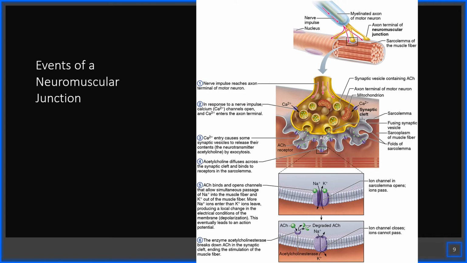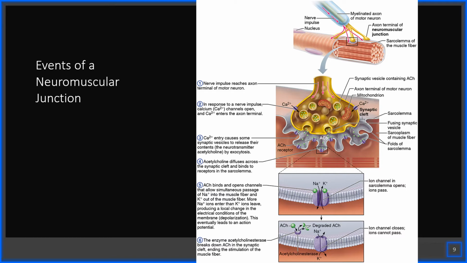Now that we've established what the neuromuscular junction is, let's talk about what happens there. One, the nerve impulse reaches the axon terminals. Two, calcium channels open and calcium enters the terminal. Three, calcium entry causes some of the synaptic vesicles in the axon terminal to fuse with the cell membrane and release acetylcholine. Four, this acetylcholine diffuses across the synaptic cleft and attaches to membrane receptors in highly folded regions of the sarcolemma.